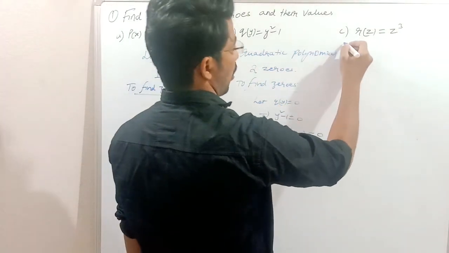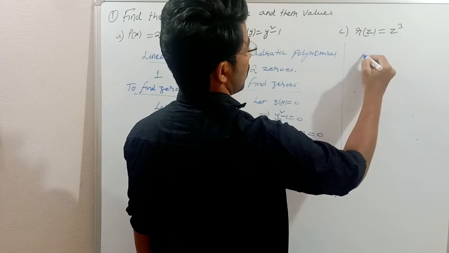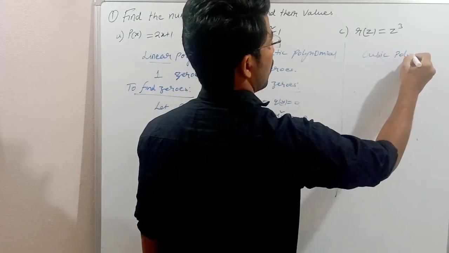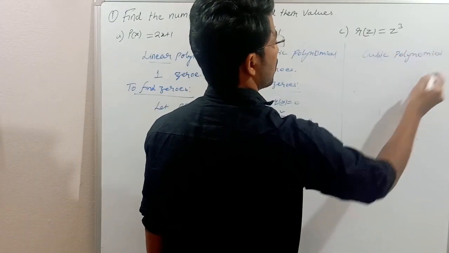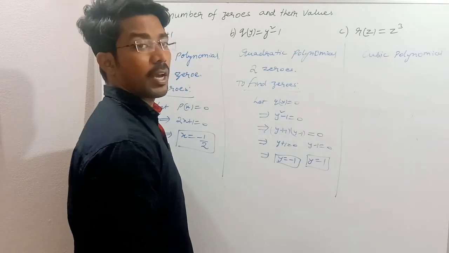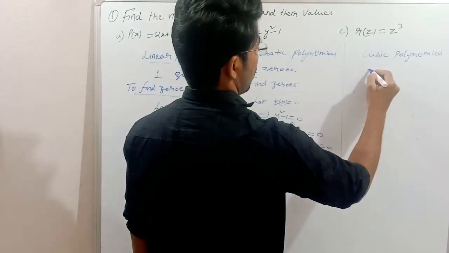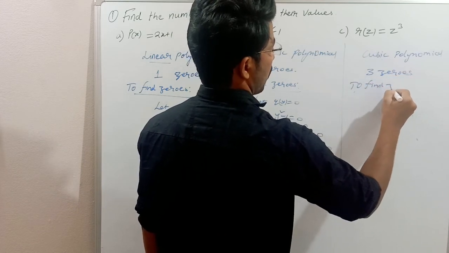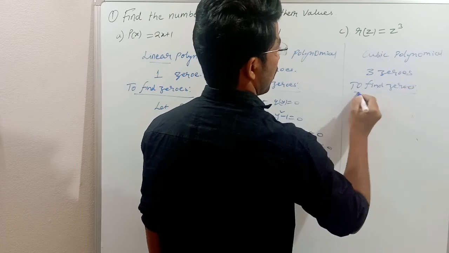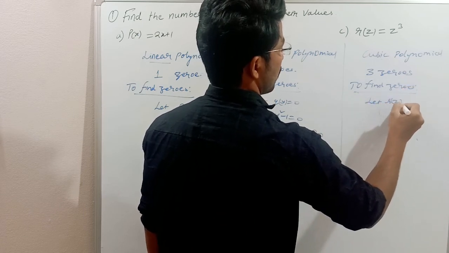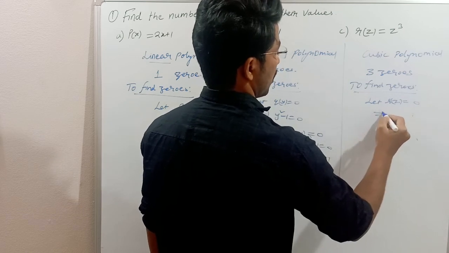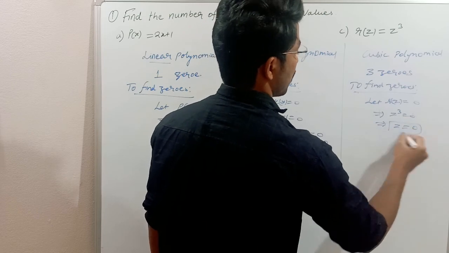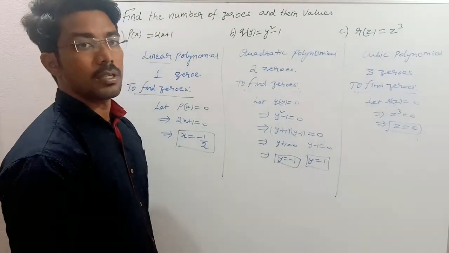Coming to this question, r of z is equal to z cube. So here the degree is 3. So it should be a cubic polynomial. So as it is a cubic polynomial and degree 3, it should have 3 zeros. So to find zeros, we take r of z is equal to 0. So equating z cube is equal to 0. So every zero should be 0. So all the 3 zeros' values will be 0.